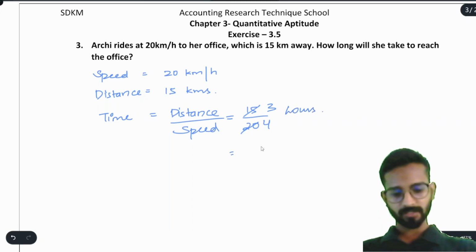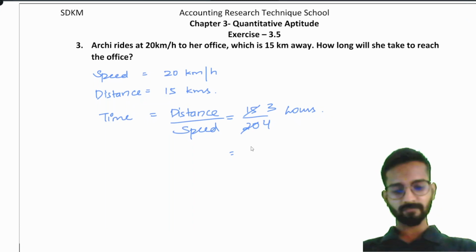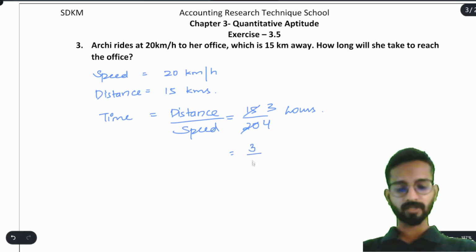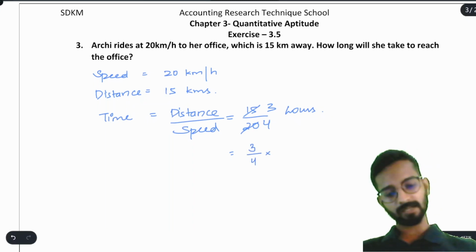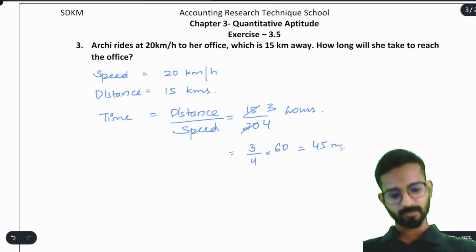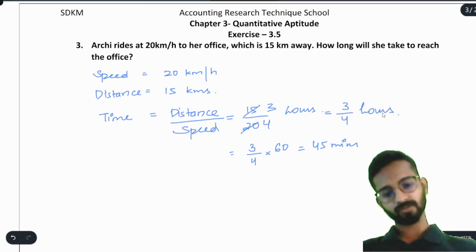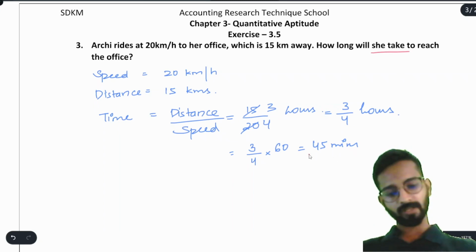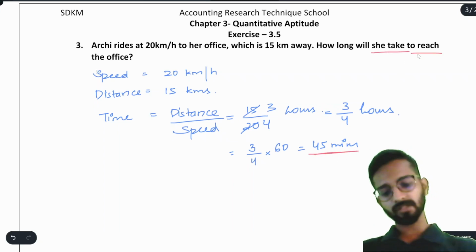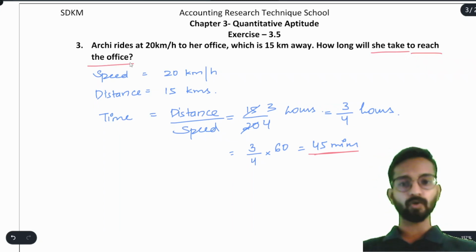You can also say 3 by 4 hours. If you have to convert this into minutes, what will you do? 3 by 4 multiplied by 60, because you are converting hours into minutes, you will get 45 minutes. You can leave your answer here also, there is no problem. 3 by 4 hours. Both are correct, okay. So at the end, what will you write? She takes 45 minutes to reach the office. That is very, very important. Please write that.